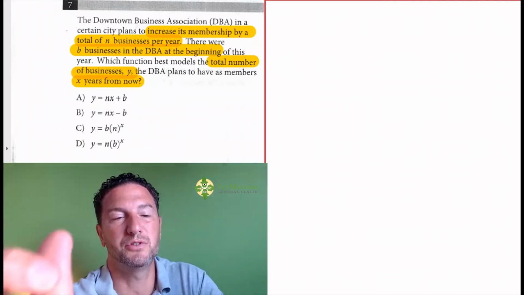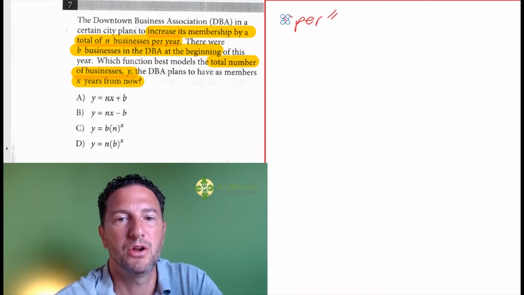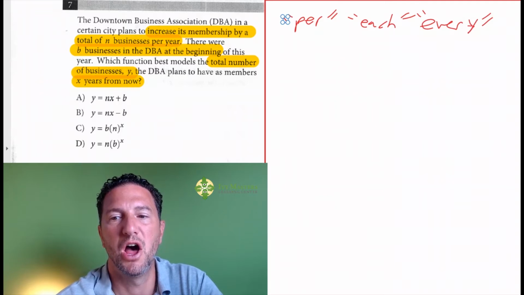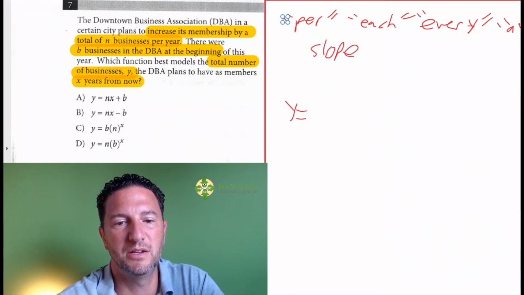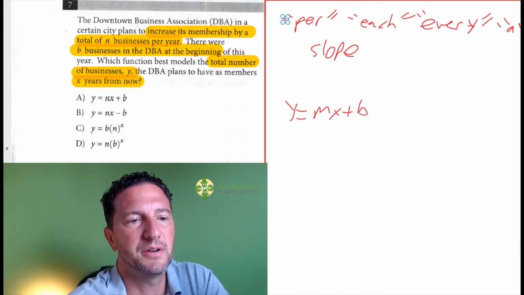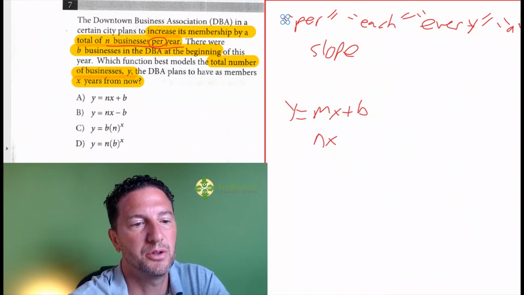We're going to look at two different approaches here. Number one is if you know that anytime you see the word per or each or every or even, then that's an indication of slope. And keep in mind, when you're in y equals mx plus b, slope is your m. So notice here, it says n businesses per year. So the n probably has to be attached to the x. So look for where the n is attached to the x.